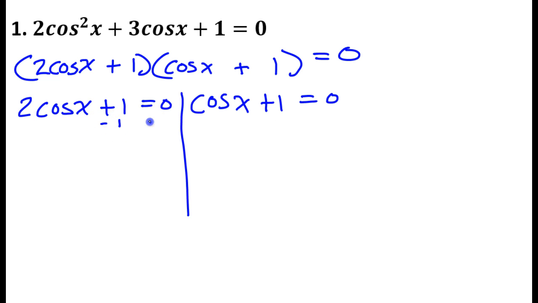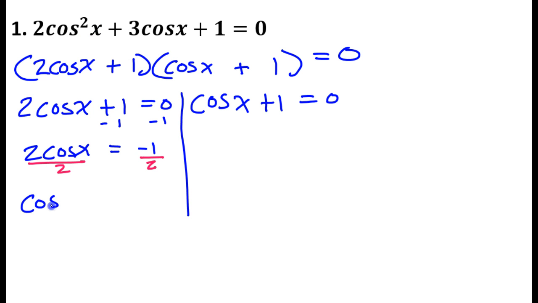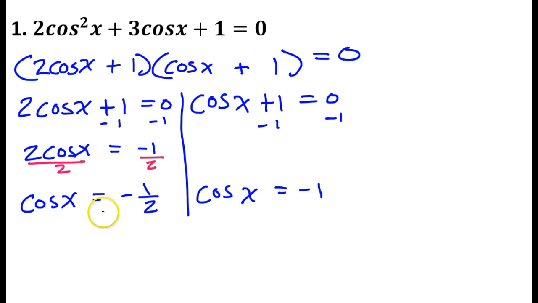Now over here I'm going to subtract 1 from both sides, so I have 2 cosine x is equal to negative 1. Dividing both sides by 2, I have cosine x is equal to negative 1/2. Alright, over here, if I subtract 1 from both sides, I have cosine x is equal to negative 1.